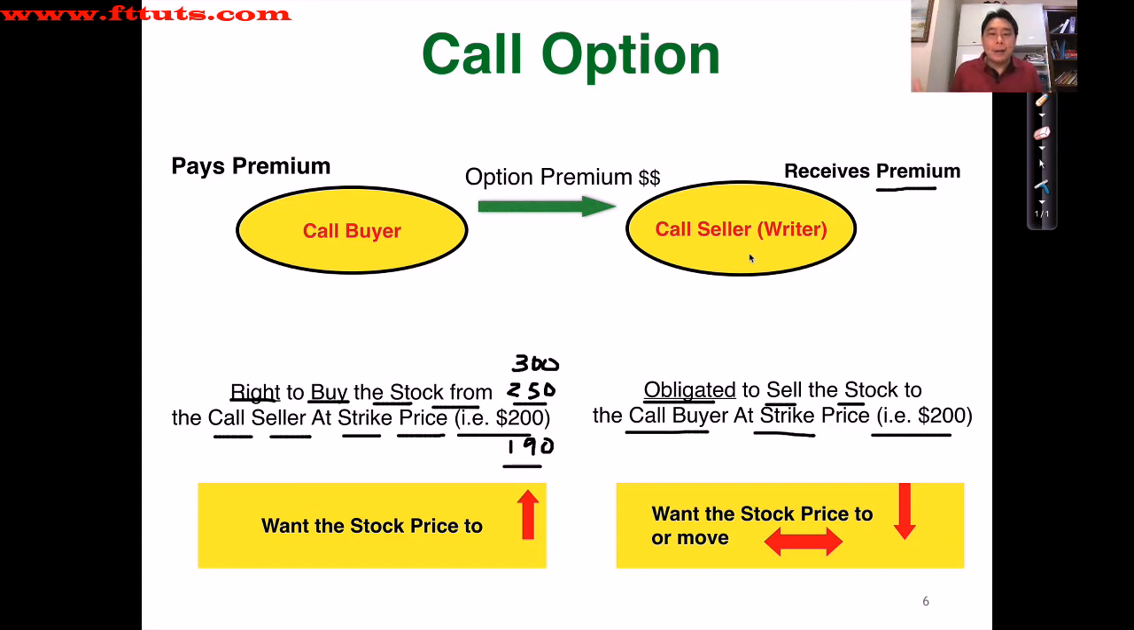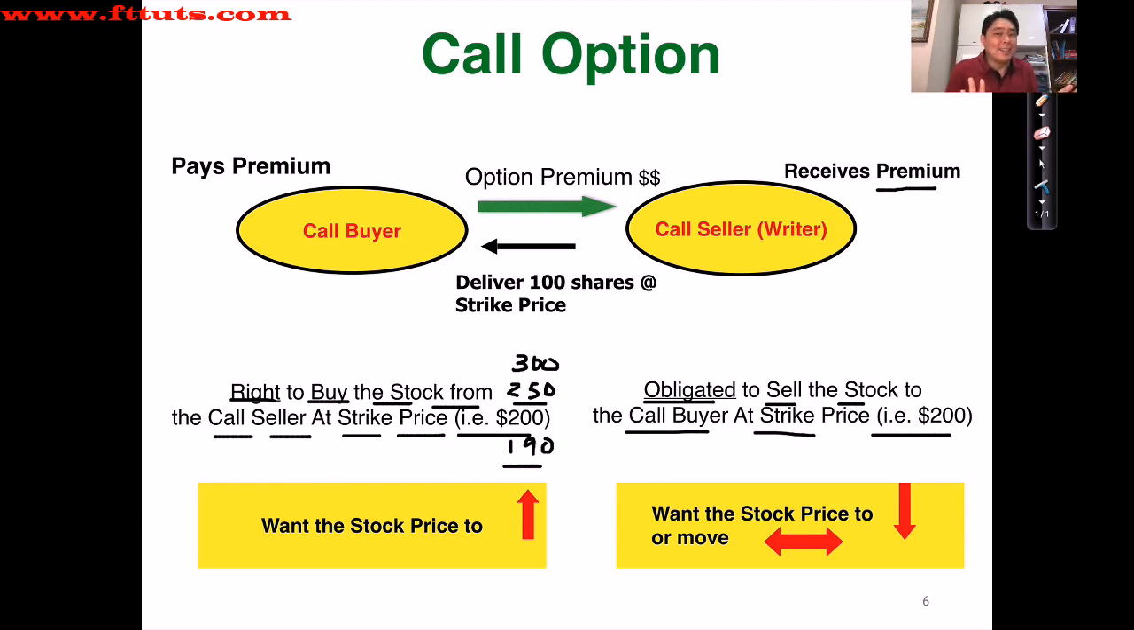right? So it's fine. The danger happens when the call seller does not own the shares in the first place, or they have not bought reinsurance. Then they could be losing a lot of money, because as the share price goes up higher and higher, the call seller may have to physically buy the shares at a very high price at $300 and deliver the shares to the call buyer at $200. So we call that selling calls naked, right?